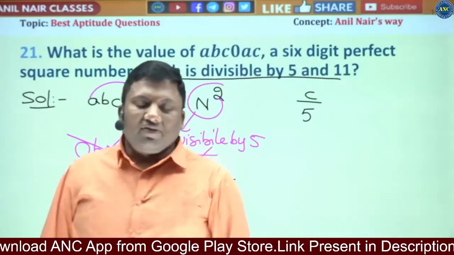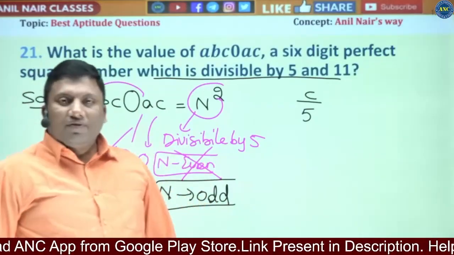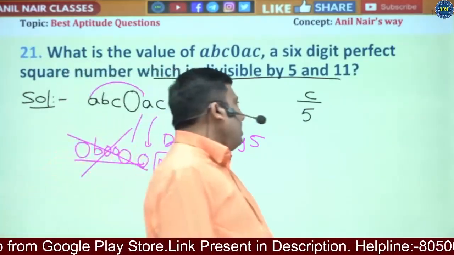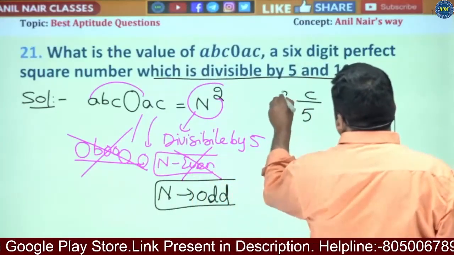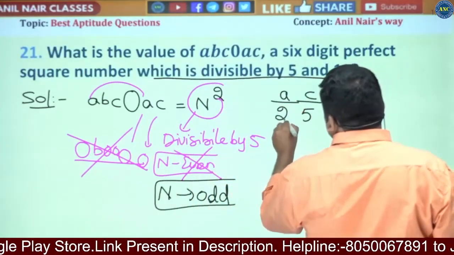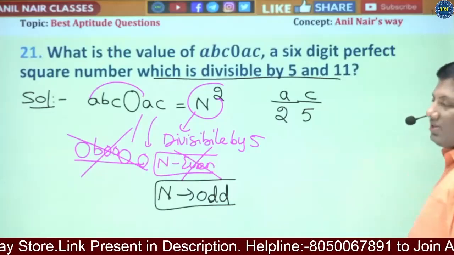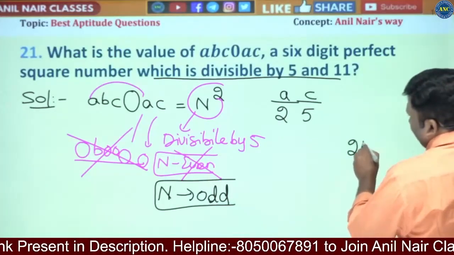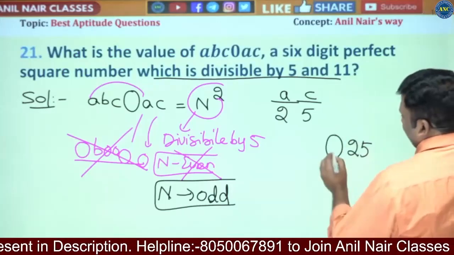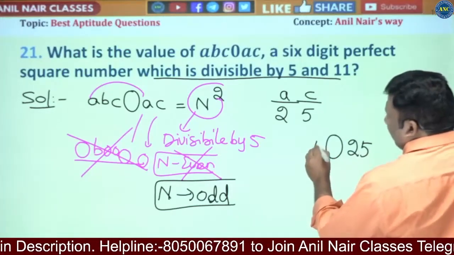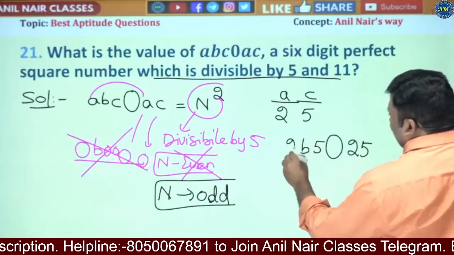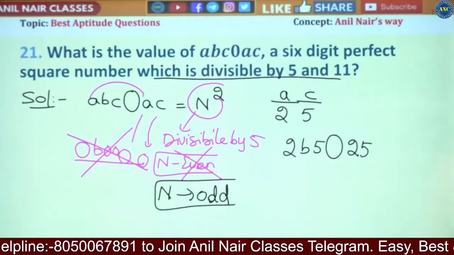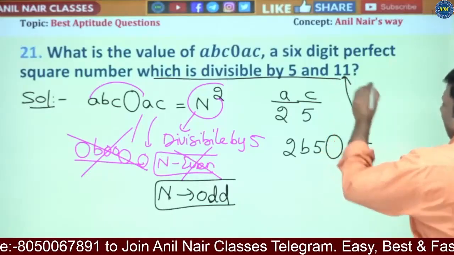5 into 1 square, 5 square. 5 into 3 square, 15 square, 225. 5 into 5 square, 25 square, 625. C is 5. Any perfect square ending with 5, tens place is always 2. That means the number will become 2, 5 and it is 0. Again C is 5. B we don't know, but A is 2. The number is 2B5025 and it is divisible by 11.